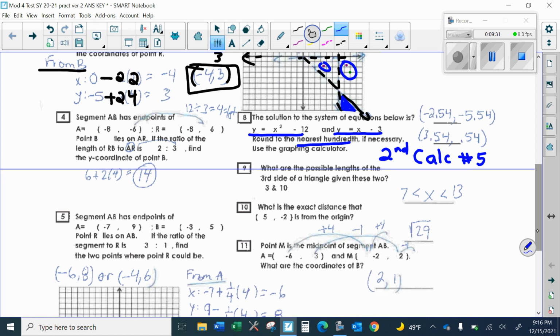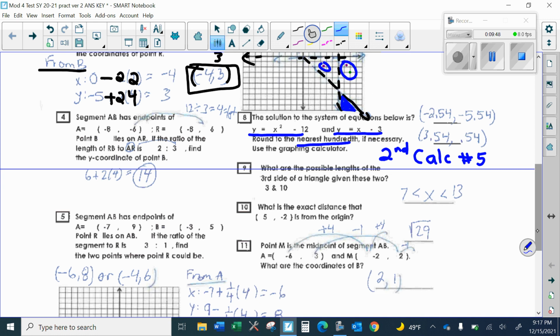Then the second time through, you do second calc again, number 5, and you enter, enter, and then on the guess, you move the right or left arrow to the other intersection point and get close to it. Hit enter, and it gives you the other one. You must round to the nearest hundredth to get full credit.